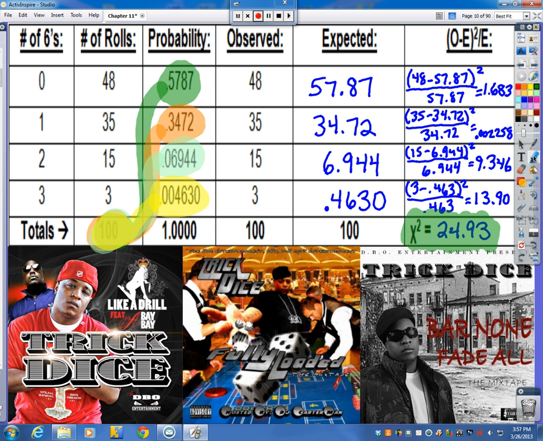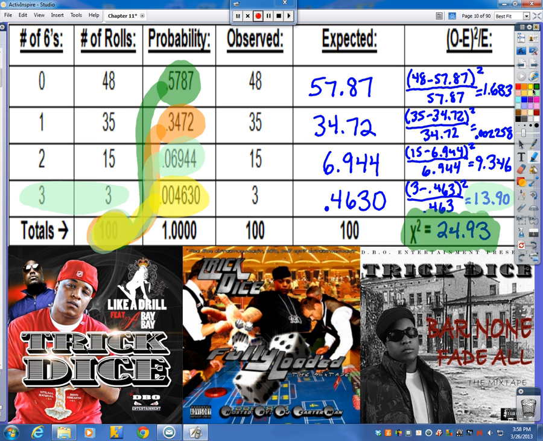Now, what we want to look for are the largest, and we can also look at the smallest, chi-squared individual parts here. So this 13.90, rolling the 3 sets of triple sixes here, was the most unexpected thing to occur. It contributed really more than half of the total chi-square value. 13.9 out of 24.93 is over 50% of that value. Okay, and that is a big chunk.